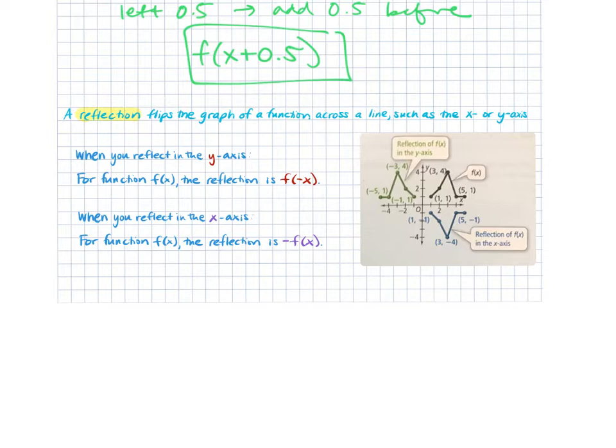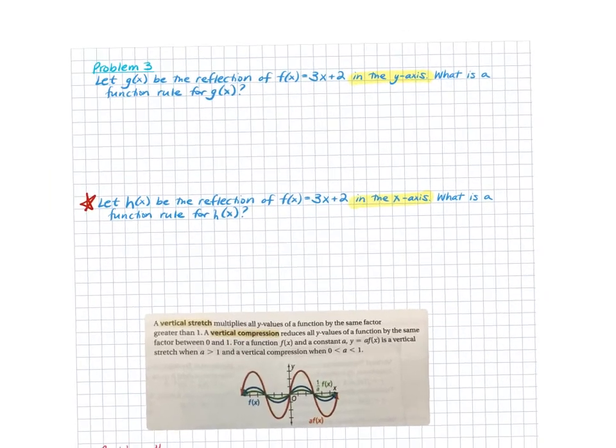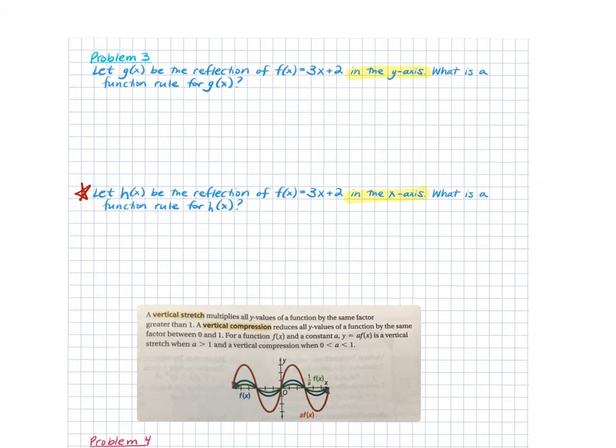Okay, when you reflect in the y-axis, the way that your function changes is that the x gets a negative, you multiply by a negative number, or the sign changes on your x before it goes in the function. If you reflect in the x-axis, the sign changes after the x goes in the function. So reflect in the y-axis, f(-x); reflect in the x-axis, -f(x). Let's see how that works in an example. Let g(x) be the reflection of f(x), which in this case is 3x + 2, in the y-axis. What is the function rule for g(x)?